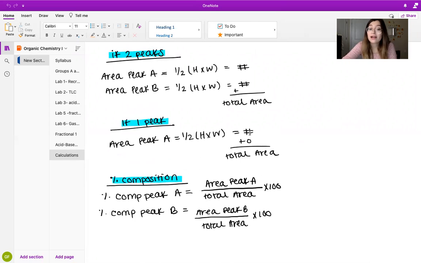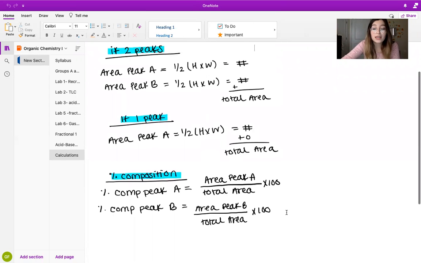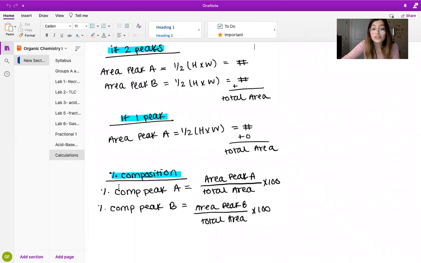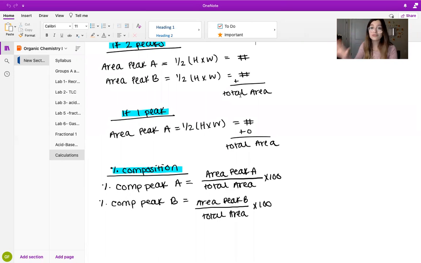Now, your percent composition. So we're going back to if you have two peaks in your graph. First, percent composition for peak A is going to be your area for peak A, which was this value we gathered up here, divided by the total area of that graph that you made with the two peaks, okay? If you have different graphs, do not use the total area for the other graphs. Only use the total area corresponding to the peaks you have on that one graph, okay?